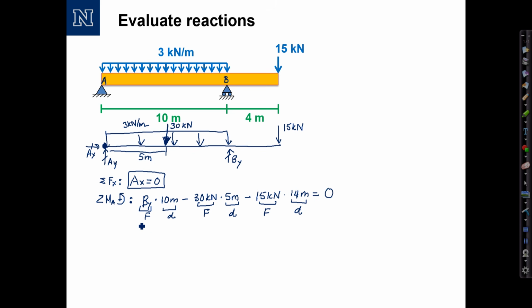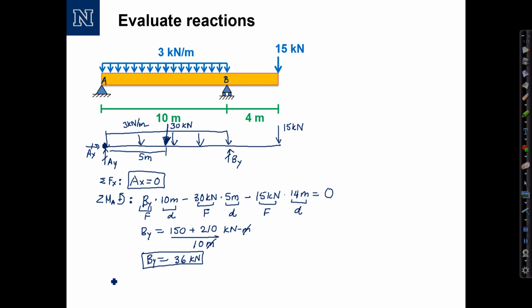We set that equation equal to 0 and solve for B sub y by bringing all these terms over to the right-hand side, reversing their signs. 30 times 5 is 150. 15 times 14 is 210. The units are kilonewton meters. We divide by 10 meters. These units cancel and we're left with 36 kilonewtons. This is the value of B sub y.